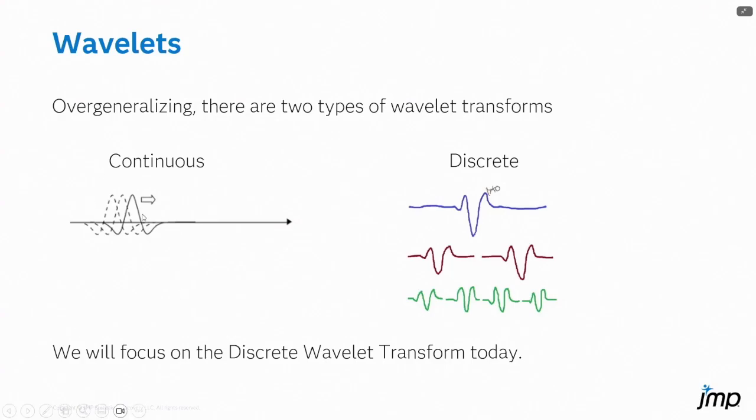The continuous wavelet transform: think about a wave moving through the range of your data. With the discrete wavelet transform, think about a wave moving through your entire data set, then half of your data set, then a quarter of your data set, and so on. But we'll get more into that. We're not going to talk any more about the continuous wavelet transform. That's a topic for a different day. So we're just going to focus on the discrete wavelet transform.